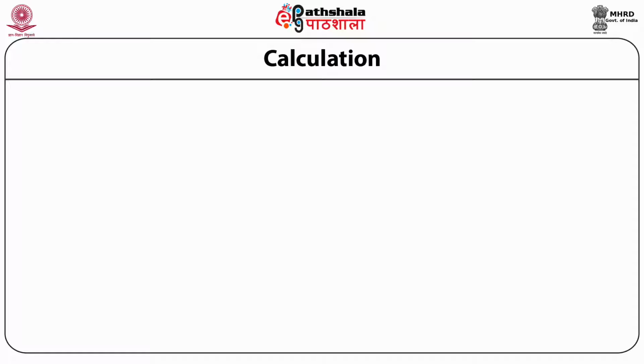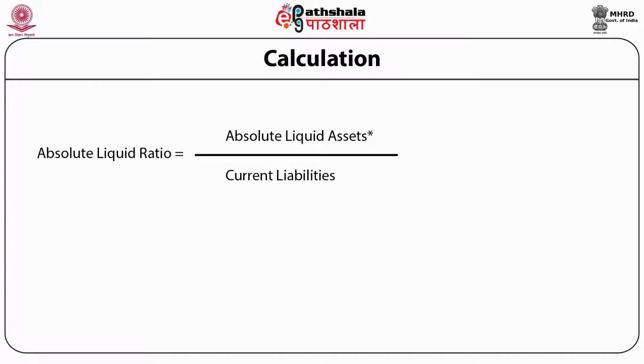Now we'll see how the absolute liquidity ratio is calculated. For calculating the absolute liquidity ratio, we use this formula: absolute liquidity ratio equals absolute liquid assets divided by current liabilities. Absolute liquid assets include cash in hand, bank, plus short-term securities.